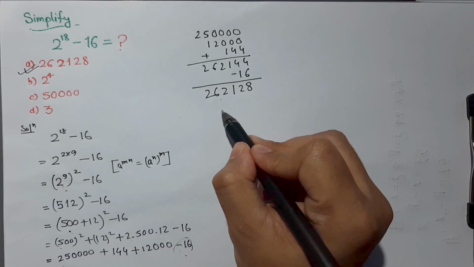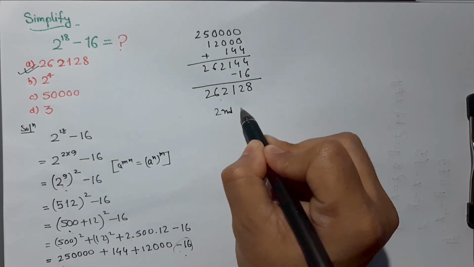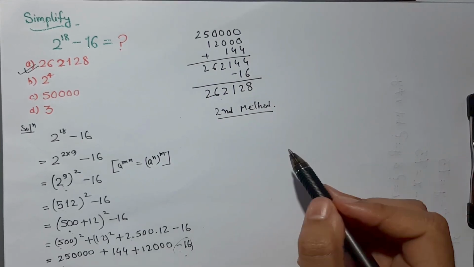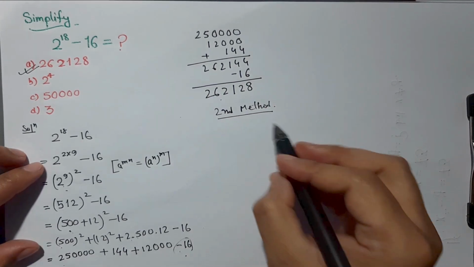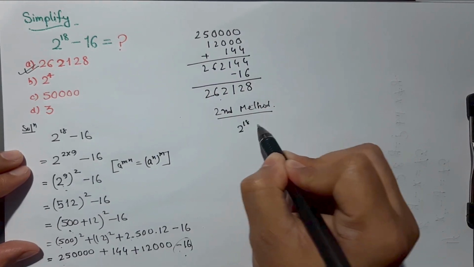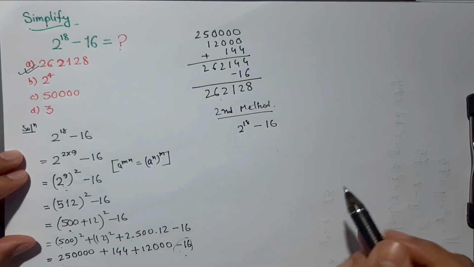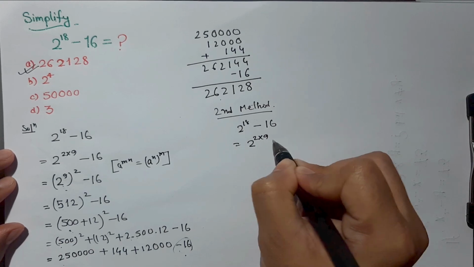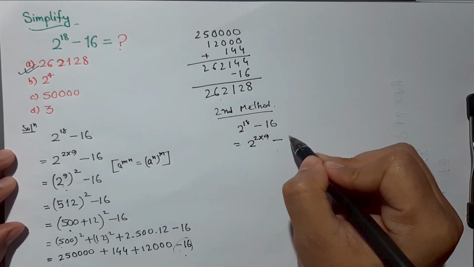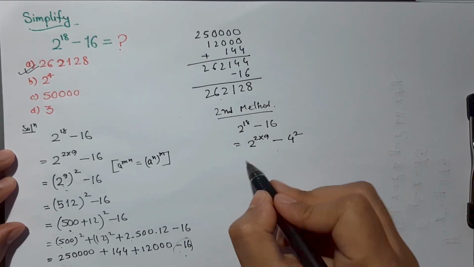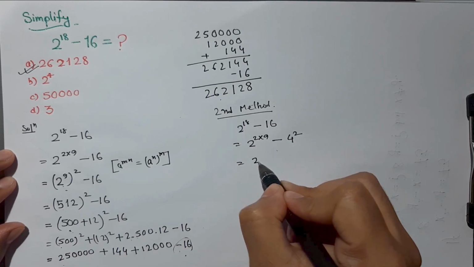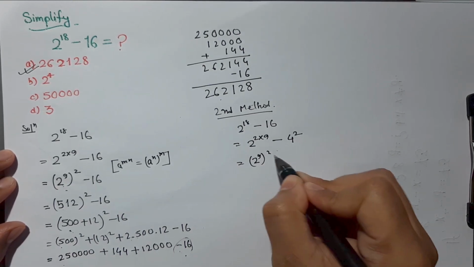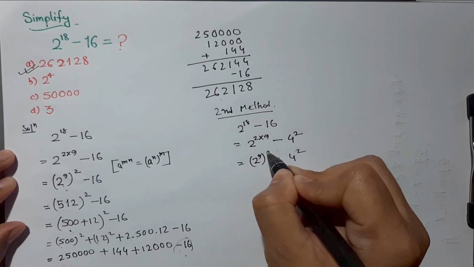We can do this with one more method, the second method. This method will be a little bit long. Let's write 2 to the power 18 minus 16. Again, the first step will be similar: 2 into 9, and 16 we can write as 4 square. Next, let's bring 2 to the power 9 inside, whole to the power 2, minus 4 square.